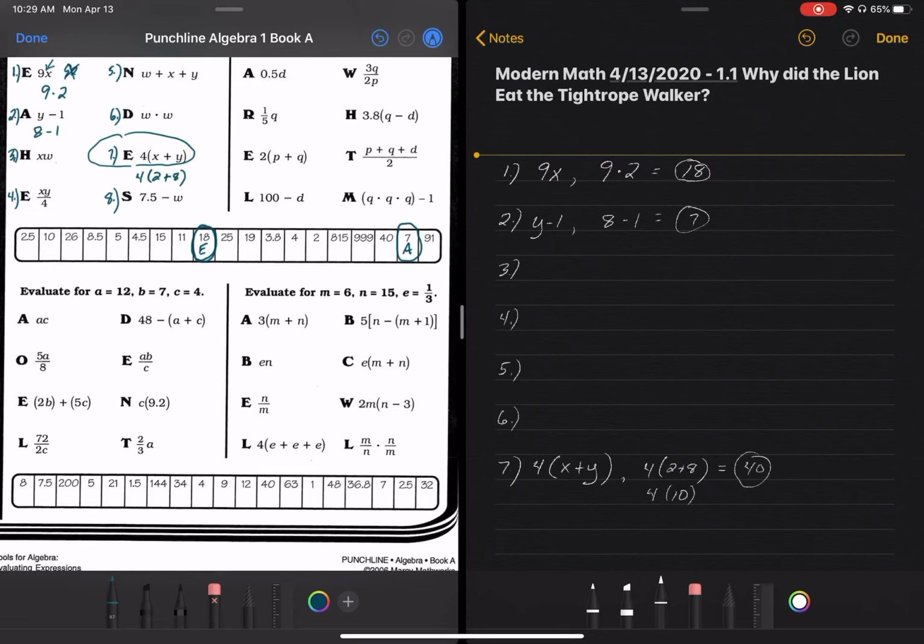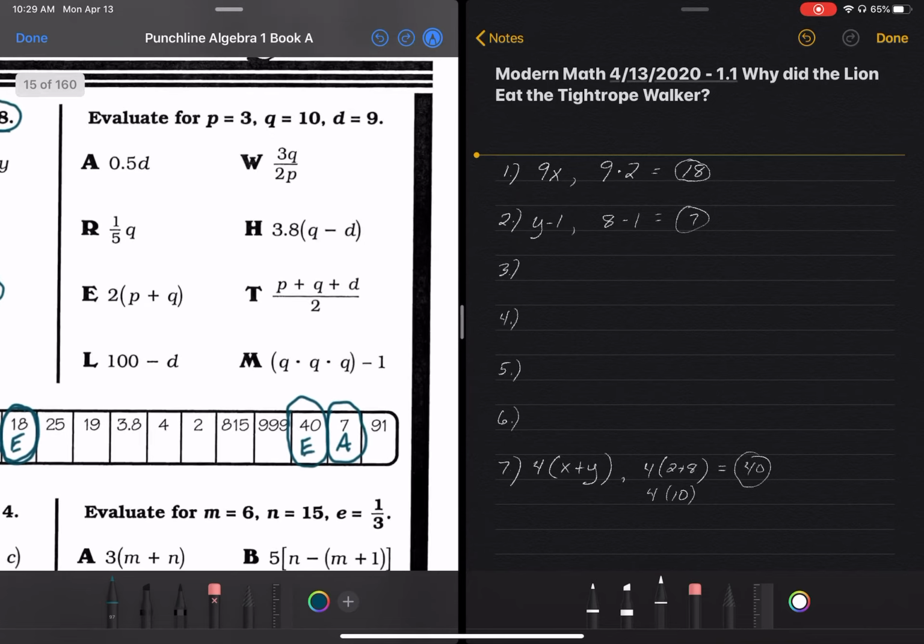Number 7, we got 40. Is there a 40 there? Yep, 40 right there. And that one was E. So if you get an answer and it is not in that row of blank spaces with the numbers above them, then you know that you did it wrong. So just keep that in mind. Let's do a few more. So that's 3 of them that we've done.